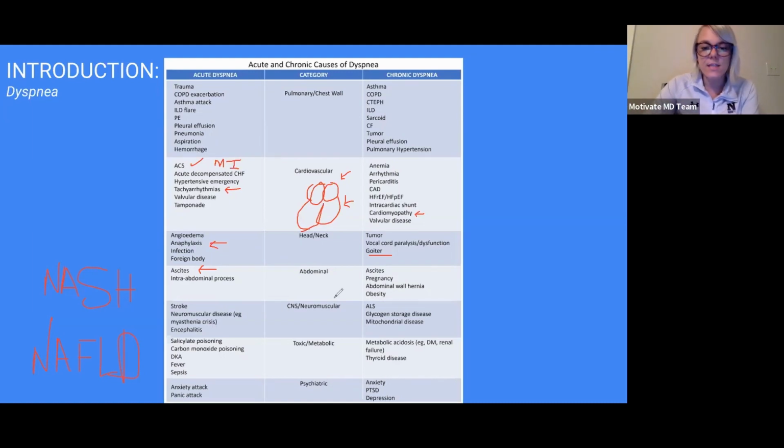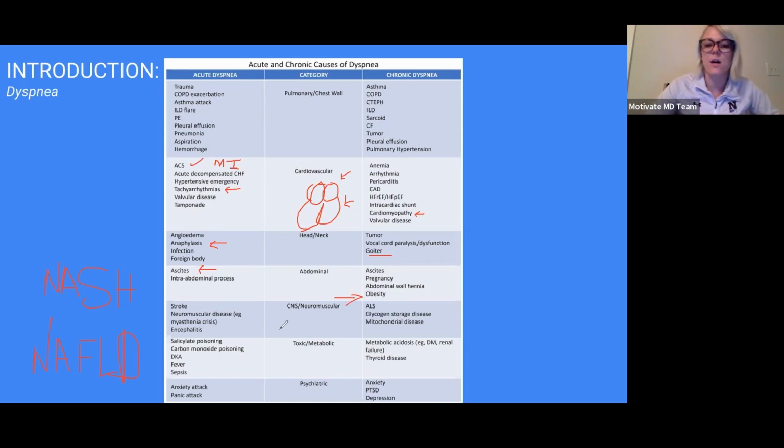Other things that can cause it: obesity hypoventilation syndrome. If you have a lot of adipose tissue in your abdomen, you correspondingly inhibit your body's natural ability to get big tidal volumes into your lungs. And so as a result, you can have shortness of breath. You can feel short of breath, especially if you have a higher demand.